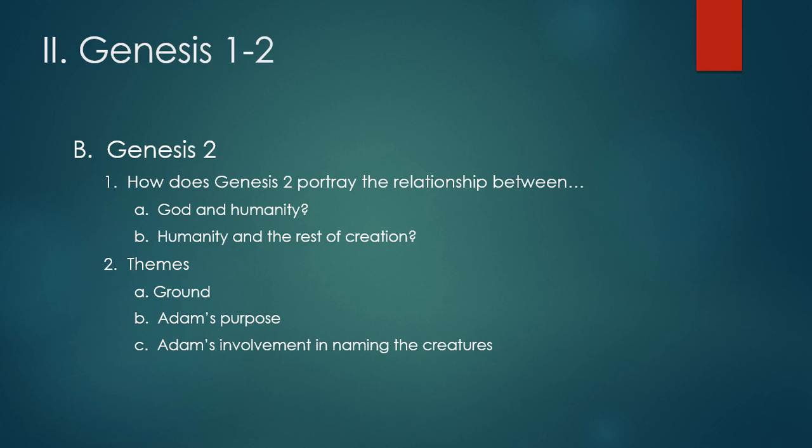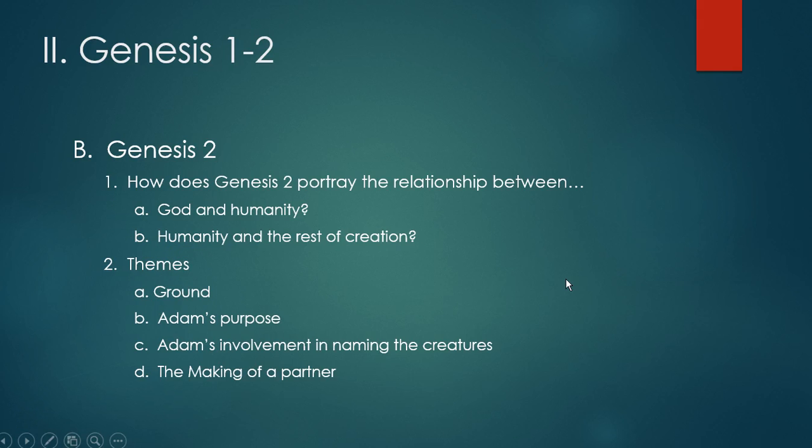Third, we're going to have Adam's involvement in naming the creatures, so Adam himself is involved in the creative process. And then finally, we're going to have the story about the making of a partner told in the last part of Genesis 2. It reminds us of the social nature of human beings, that human beings are created by God to love and to be loved, and not to live in loneliness. And so it was necessary for God to create a partner for the man.